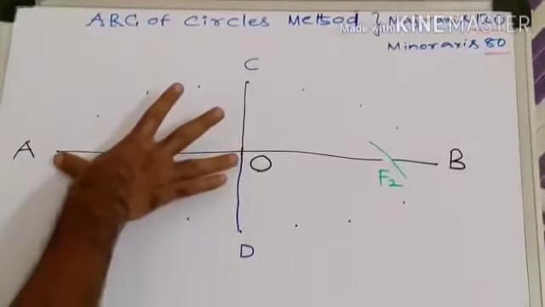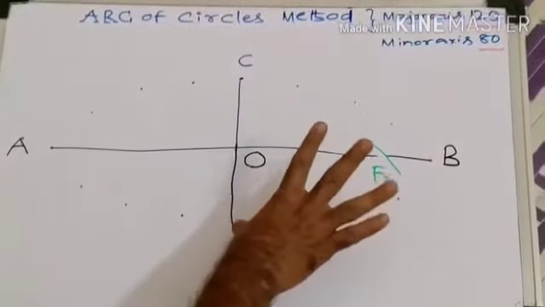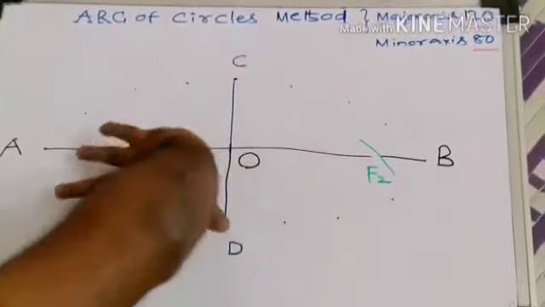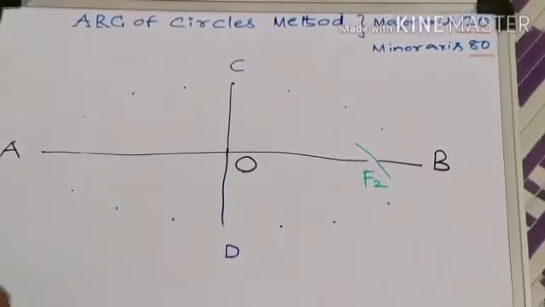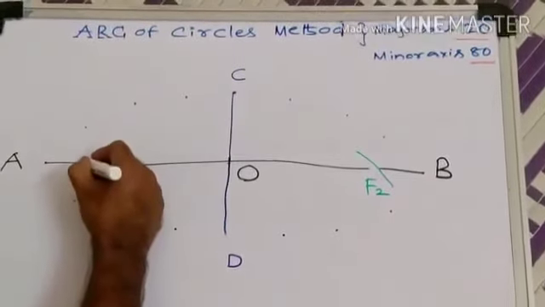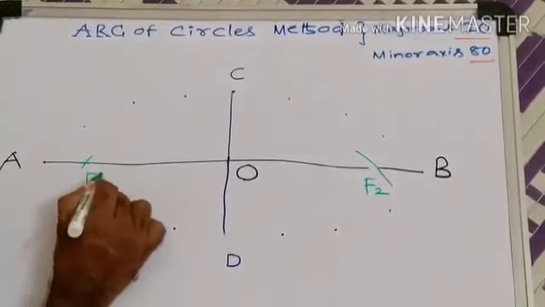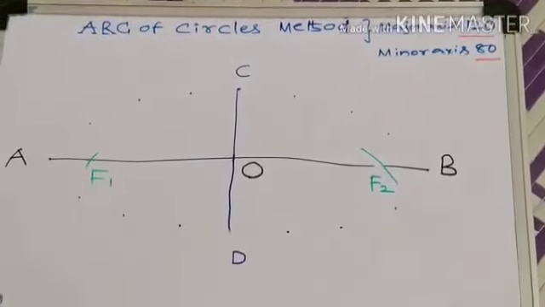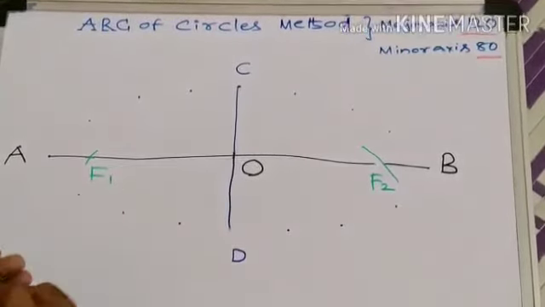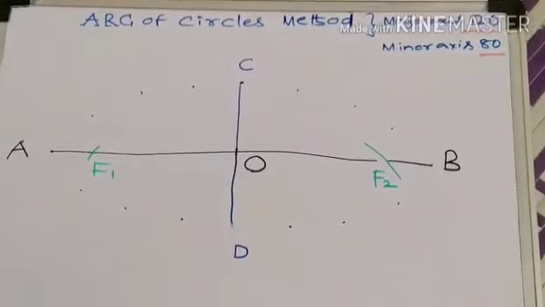AO is going to be the radius, and the minor axis end is the center. Draw another arc. You will get F1. We are getting F1 and F2.